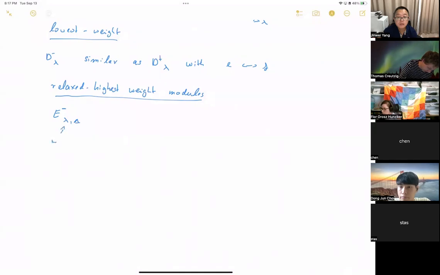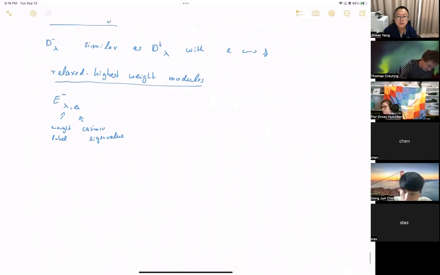So lambda is a weight label. Here, delta is a Casimir eigenvalue. And if you were to go to a higher rank, you would in fact label this by a central character, because you would have to specify the complete action of the center of the universal enveloping algebra. Okay, so what's the underlying vector space?